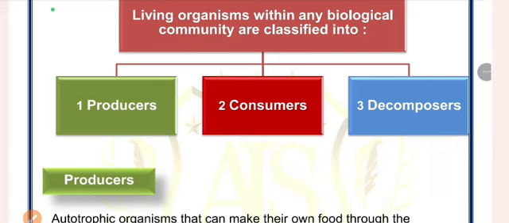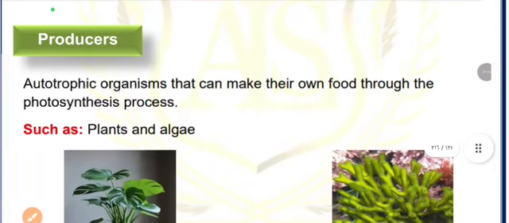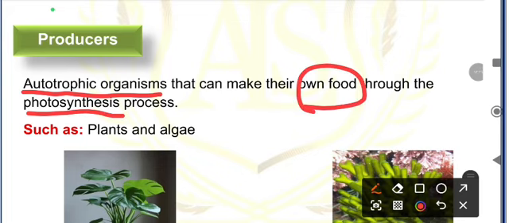Let's talk about the living organism types in the ecosystem or biological community. We have 3 types of living organisms, which are producers, consumers, decomposers. Producers are autotrophic organisms that can make their own food through the photosynthesis process, like plants and algae. The plants are autotrophic organisms that can make their own food. So they are producers.